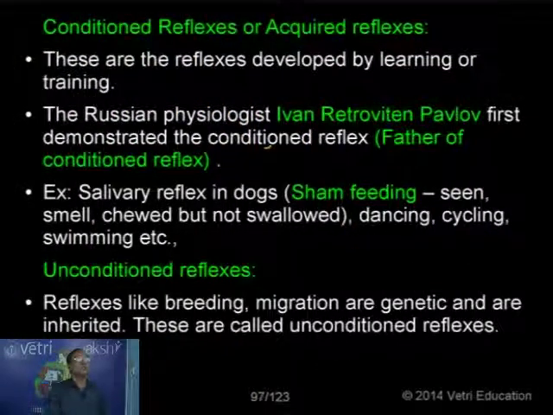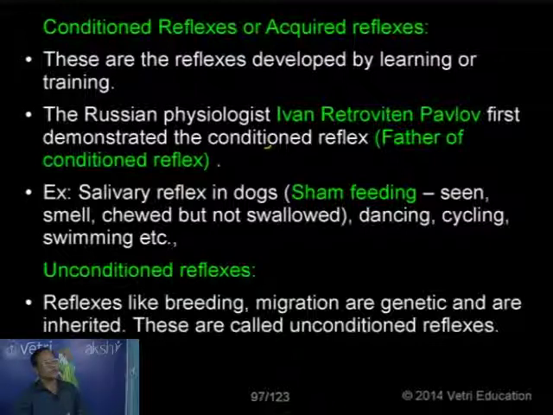Now in addition to this, these are all the normal reflexes taking place in the body. Any response which takes place involuntarily because of the stimulation of the peripheral neurons of the peripheral nervous system or the receptor organs is called normal reflex activity. So it is normally controlled by the spinal cord.